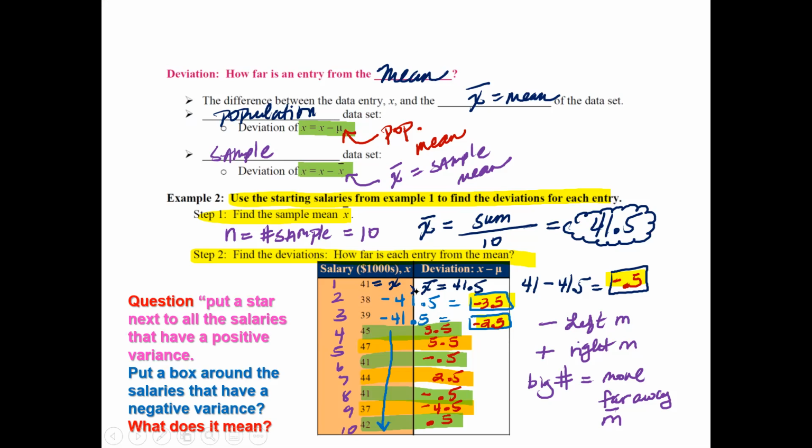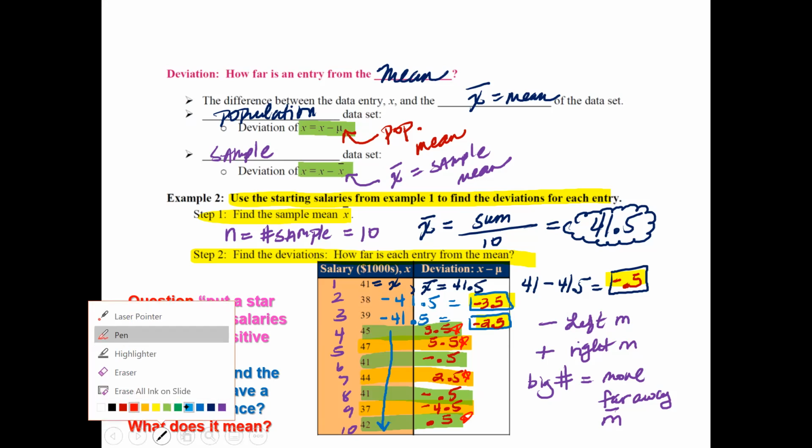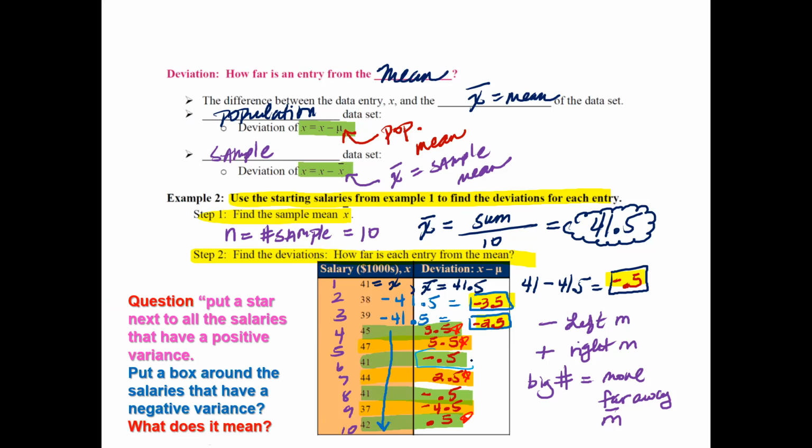So now what I want you to take a look at is over here. Put a star next to all the salaries that have a positive variance, and then put a box around the salaries that have a negative variance. And what does that mean? So all the ones that have a positive variance will be this one, this one, this one, this one here. And a box around all the ones with a negative would be this one here, this one, and this one. So what does that mean? That means people with a star are making above average, and people with a box are making less than the average of what somebody is making.